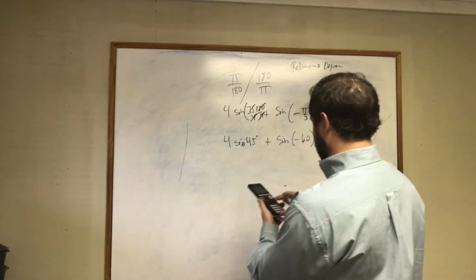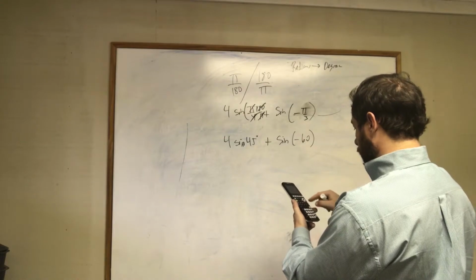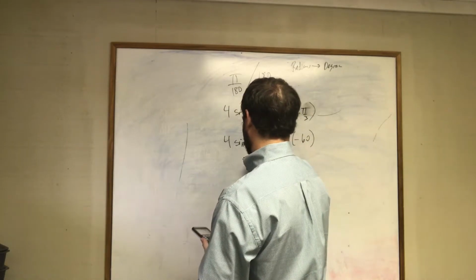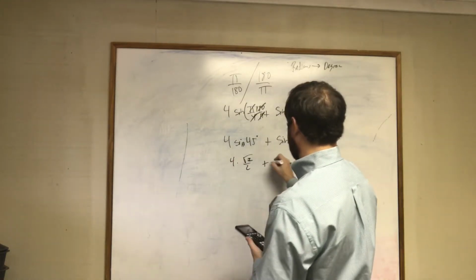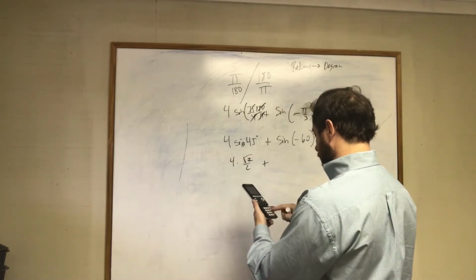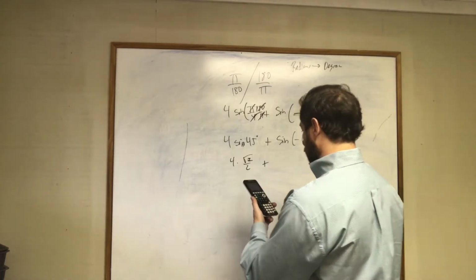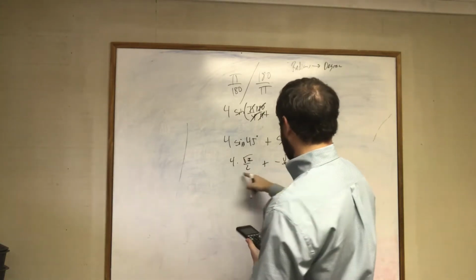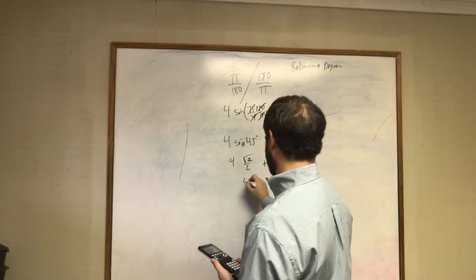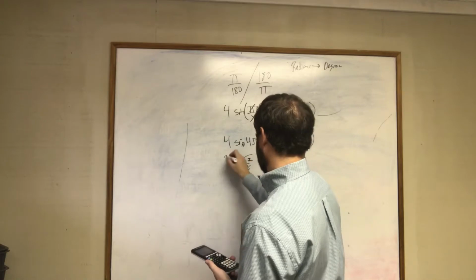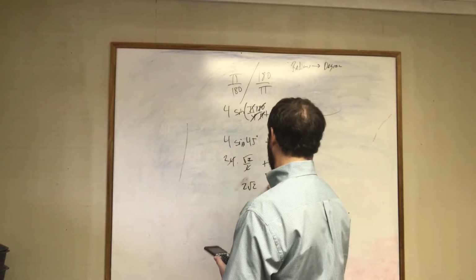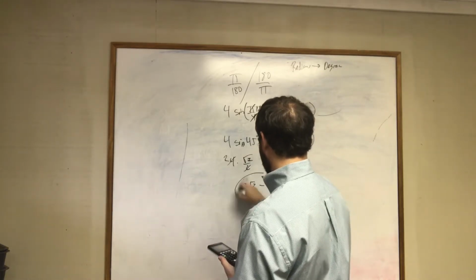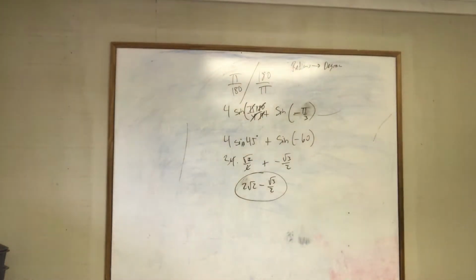So now you put in your calculator 4, or just do sine 45 first. 0.707, which we know is root 2 over 2. Multiply that times 4, plus the sine of negative 60, which is negative root 3 over 2. So this will be 4, it'll cancel, so you get 2 root 2 minus root 3 over 2, and there is your answer.